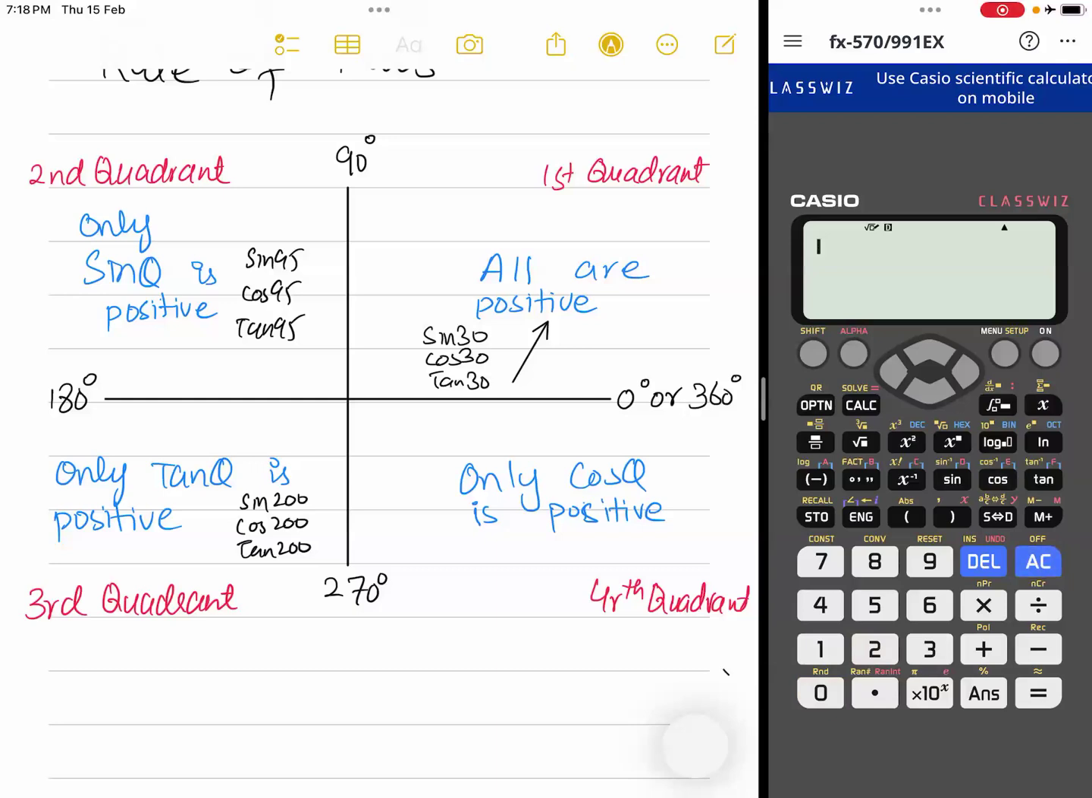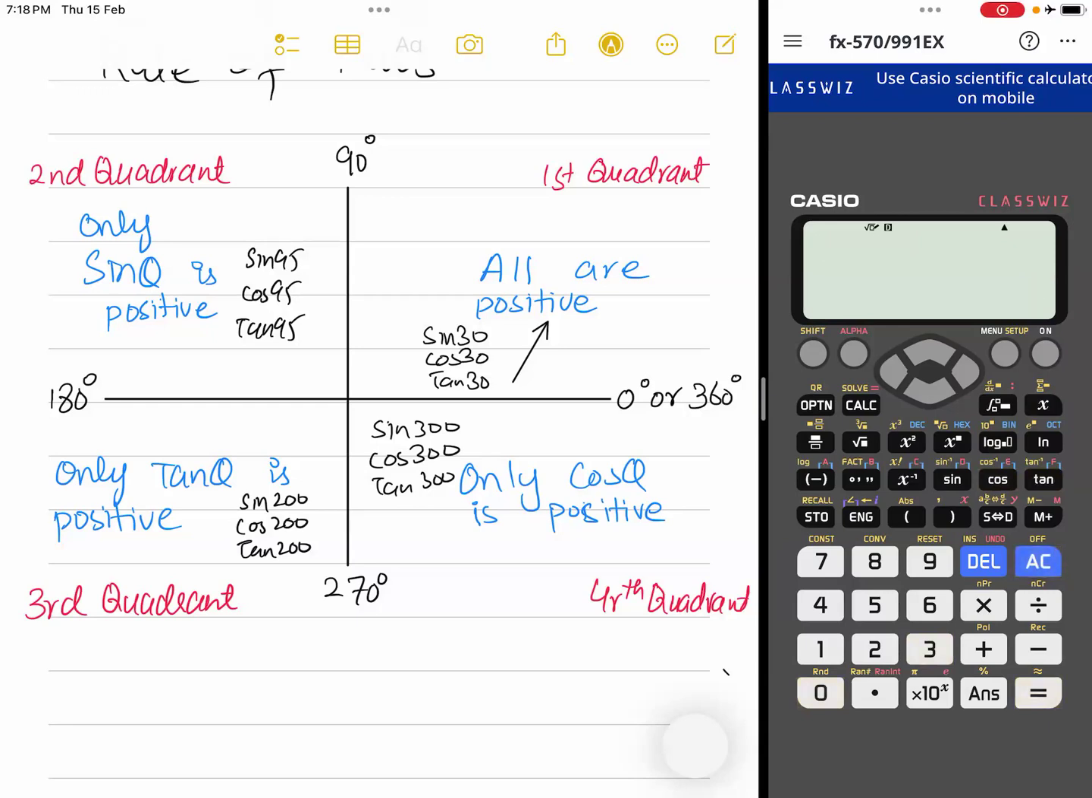Now, look at the last quadrant, angles greater than 270 and less than 360. Let's check sine 300, cos 300, and tangent 300. I will get a negative answer for sine and tan, but cos will be positive. Check, beta, sine 300, negative answer. Cos 300, it will be positive. And check tangent 300, it will be negative as well. Right?